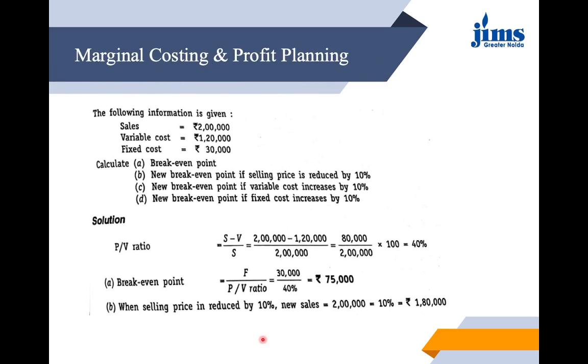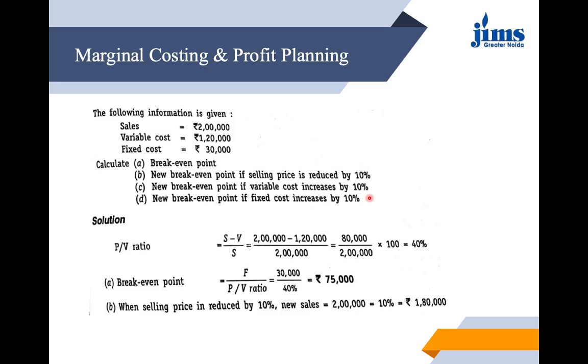Next we have another such question. Sales is given as rupees 2 lakh, variable cost is rupees 1,20,000, fixed cost is 30,000. We need to calculate break-even point and new break-even point if selling price is reduced by 10%, new break-even point if variable cost is increased by 10%, new break-even point if fixed cost increases by 10%.